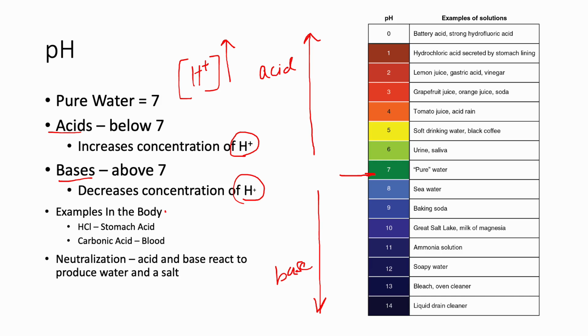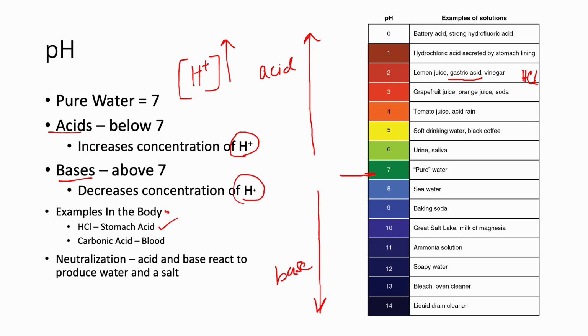Now, let's talk about a couple of examples. And one of these you're going to deal with a little bit in one of your virtual labs. Your stomach has a pH of about 2. So right here on the scale where it says gastric acid, that's talking about your stomach. And it's a strong acid that's produced there, hydrochloric acid, HCl.